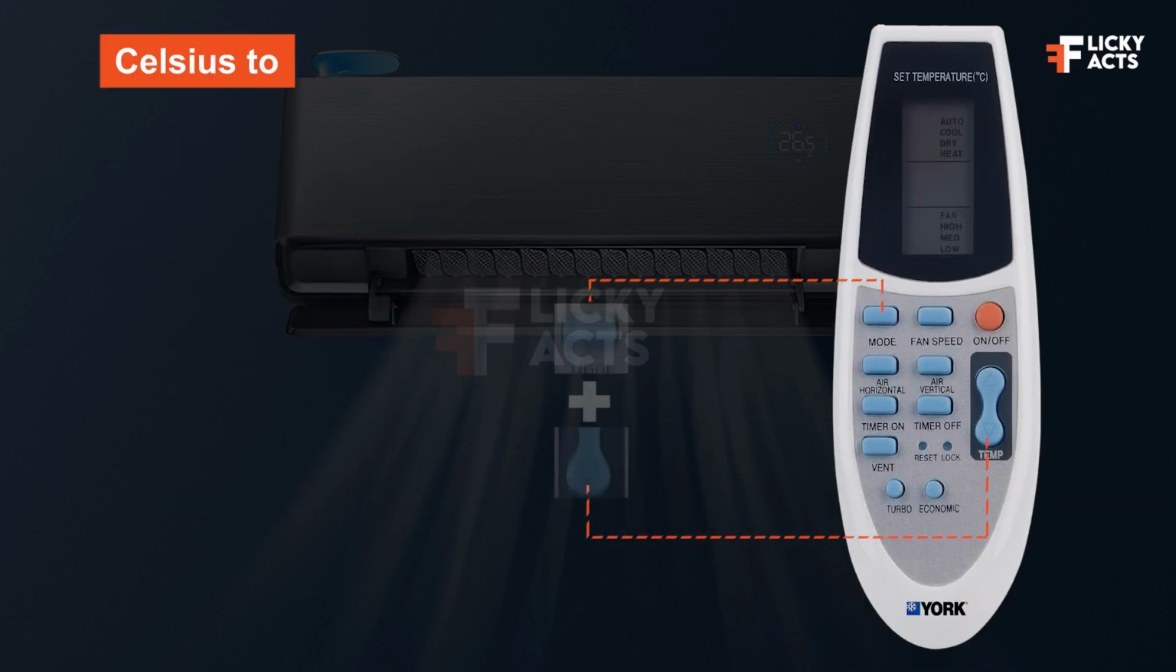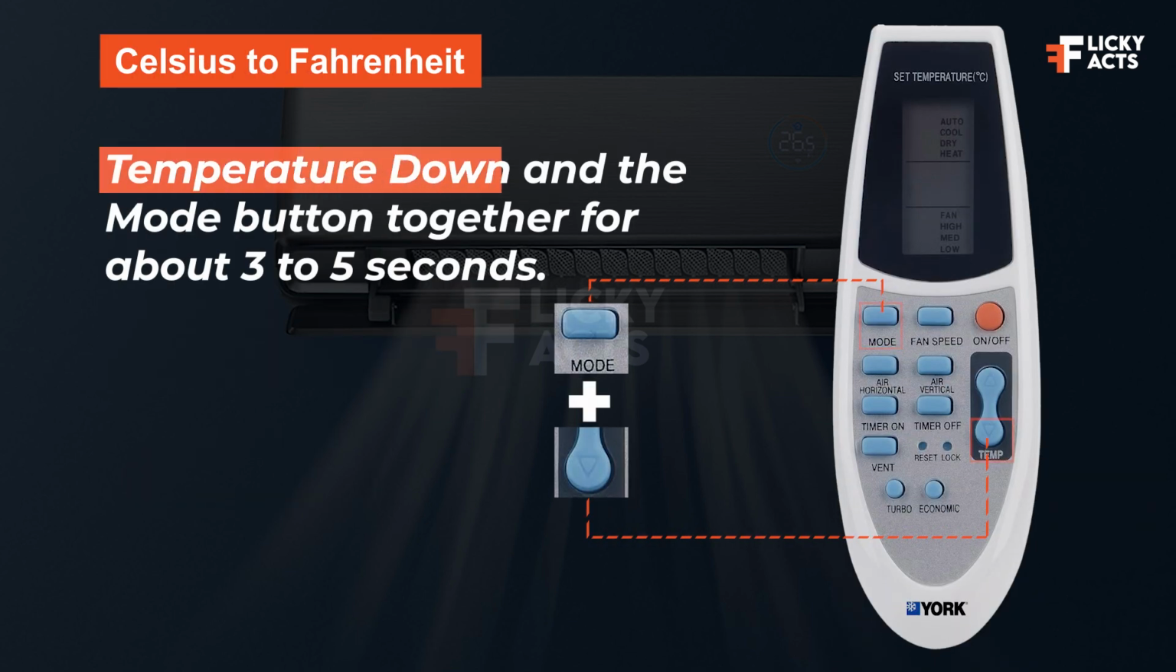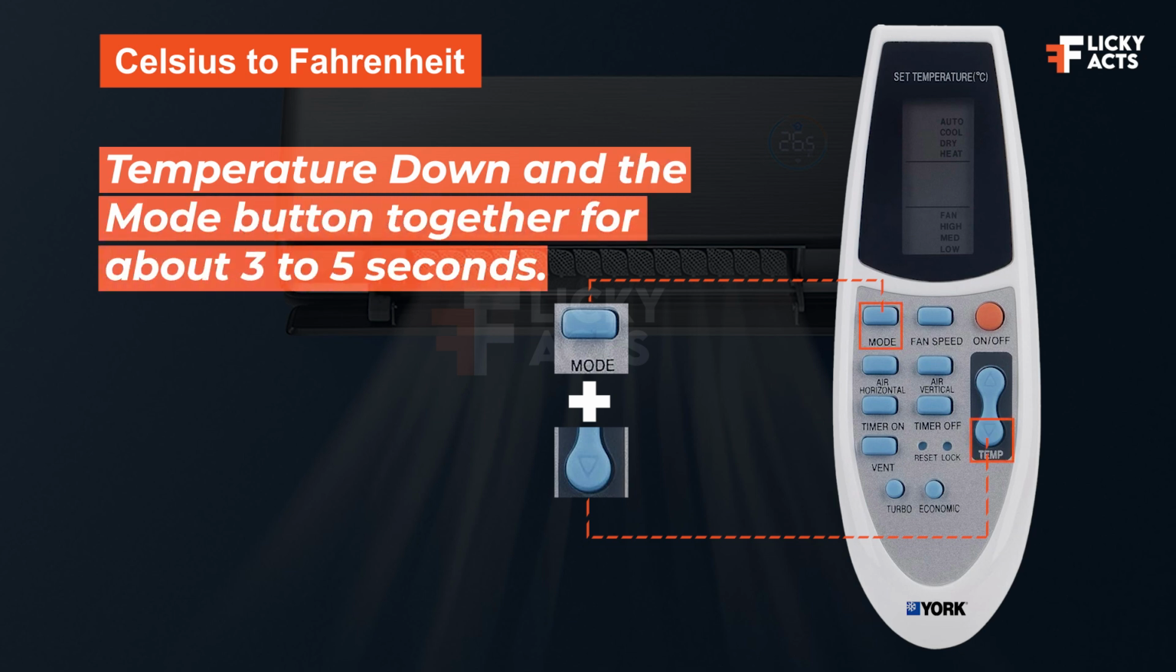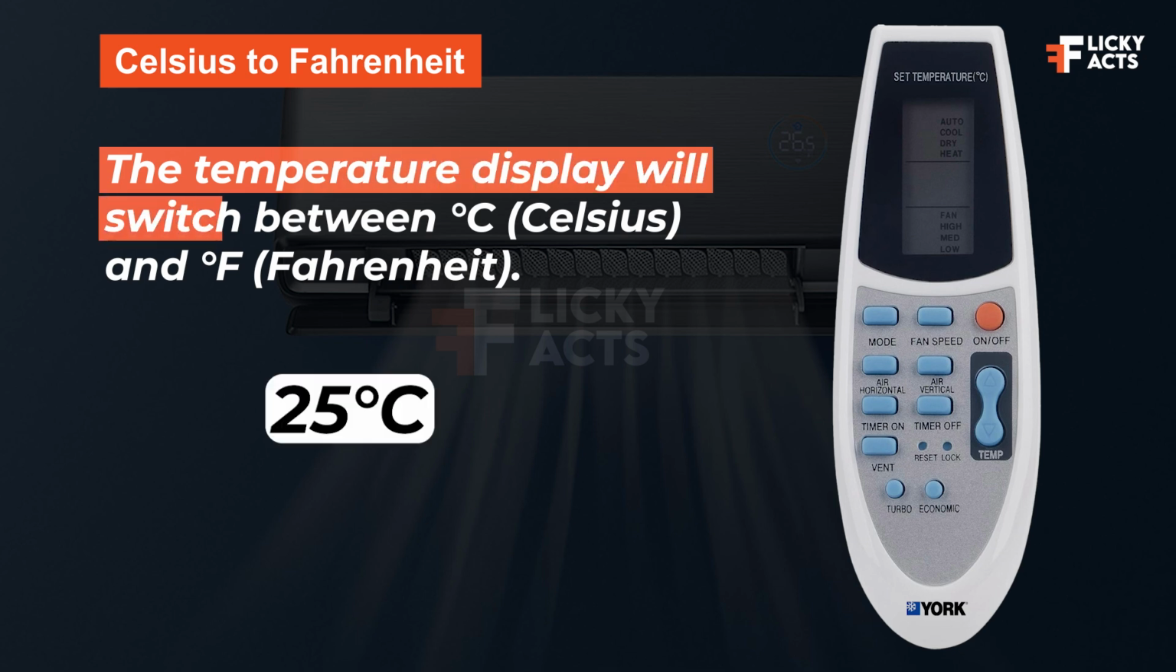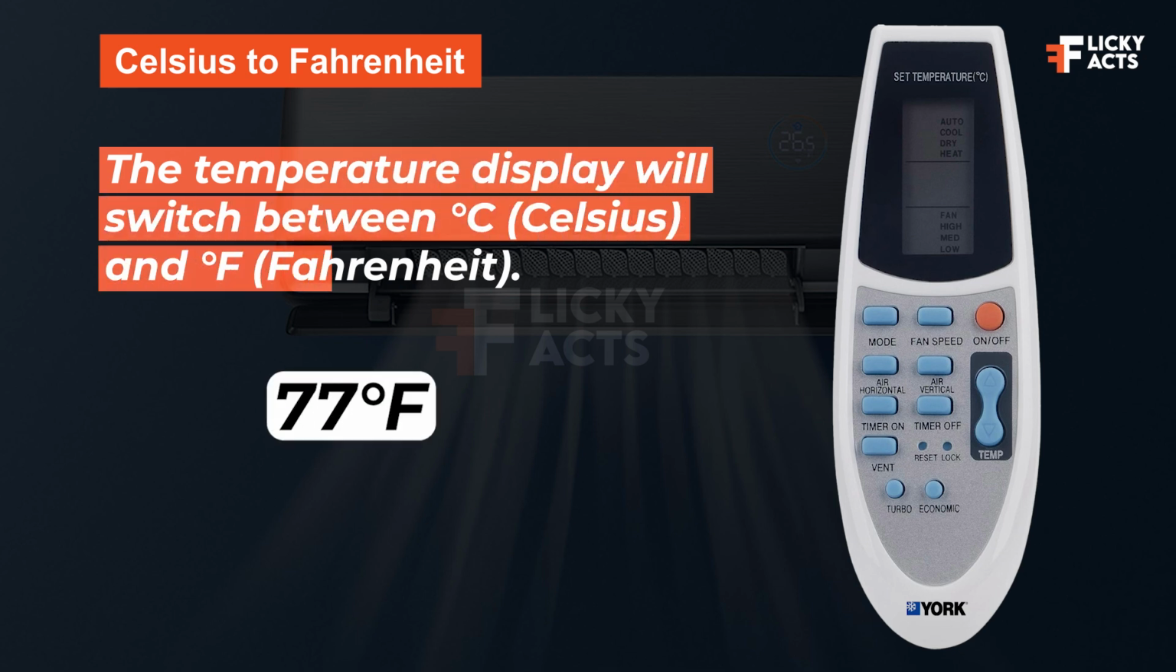Press and hold the temperature down arrow button and the mode button together for about 3 to 5 seconds. The temperature display will switch between degrees Celsius and degrees Fahrenheit.